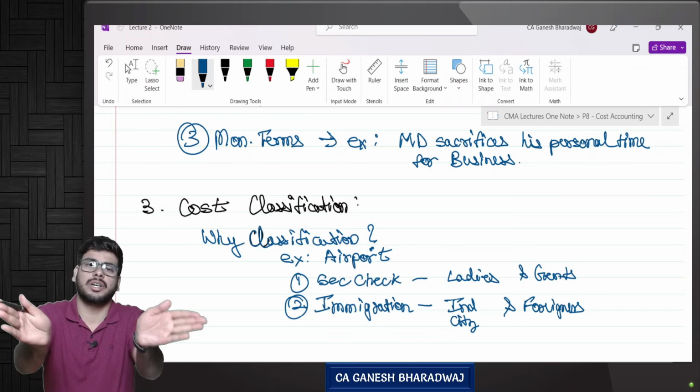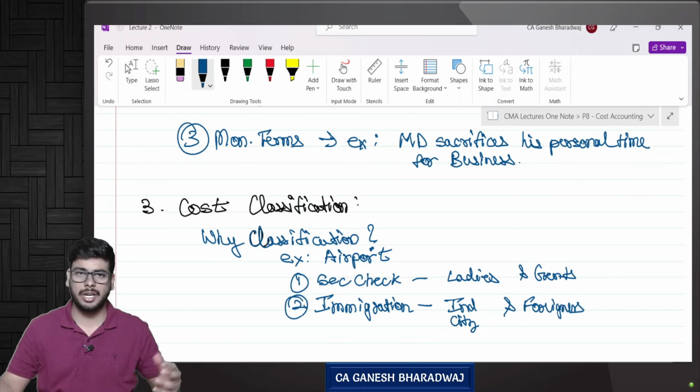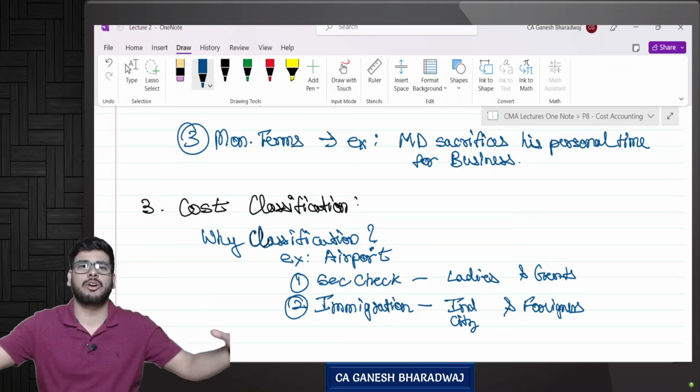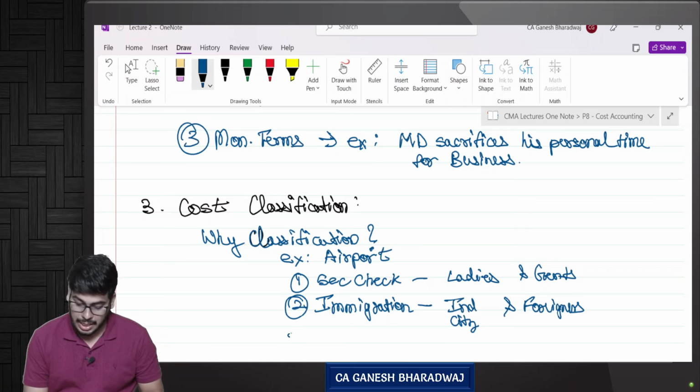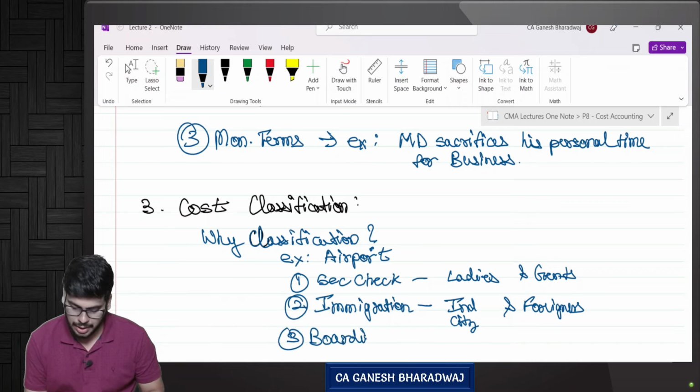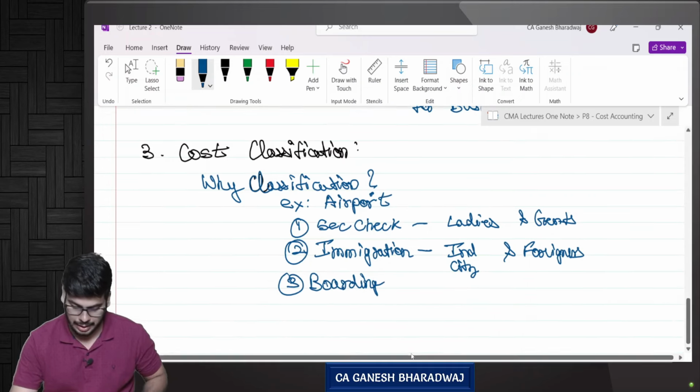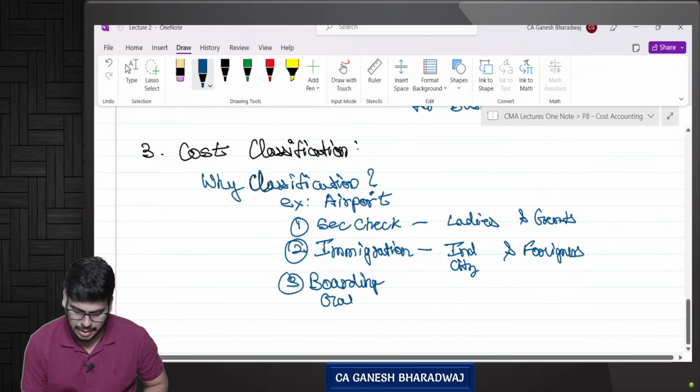Correct? So once you have completed your immigration, again, Indian citizens, foreigners, everyone will be together. After this is over, everyone will be together. Now, finally, there is something called a boarding gate. In an airport, there is something called a boarding gate. What is this boarding gate?